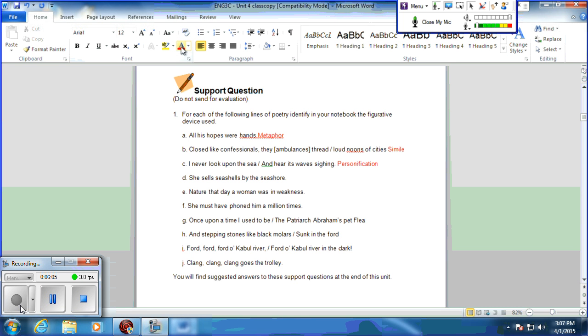Part D is seashells by the seashore. That's an example of alliteration. Another example would be, how much wood could a woodchuck chuck? Woodchuck could chuck wood. Alliteration is that one.